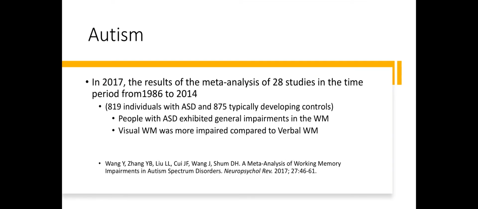In autism, there's been some wonderful research, a huge meta-analysis looking at nearly 1,000 individuals with ASD. And we can see that there is, again, a general impairment in working memory. And again, same with ADHD, visual working memory was more impaired than the verbal working memory.